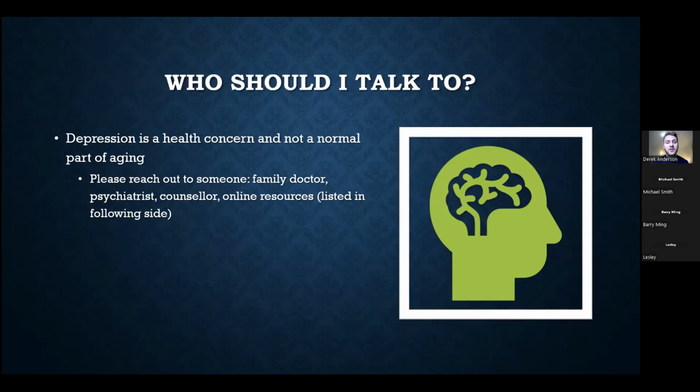After talking about all this, it is important to also go over some resources and talk about how you would potentially go about reaching out for help if you or someone else was experiencing any of these symptoms. Once again, I just wanted to underscore that depression is a health concern. So please reach out to someone, a health practitioner, to help you with this health concern if that's something you may be experiencing. This could be someone like a family doctor, a psychiatrist, a counselor, or reaching out to some of the online resources, which will be on our next slide here. And I'll go over a little bit about those.